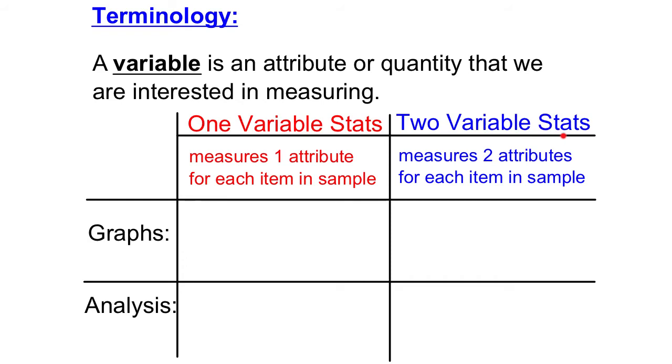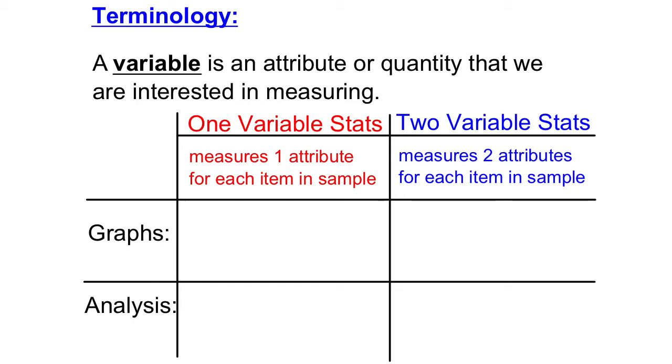Whereas 2 variable statistics, I'm measuring 2 attributes for each item in the sample. So if I have that same sample of 10 people, I can measure their heights. I can also measure their shoe size. So now I'm measuring 2 variables for each person in that sample. And if I am measuring 2 variables for each person in that sample, I can now compare those 2 variables and create a scatter plot or a line graph to see the relationship between those variables.